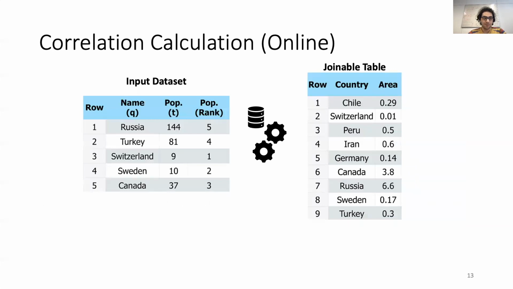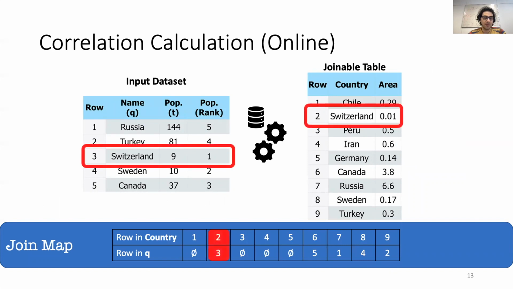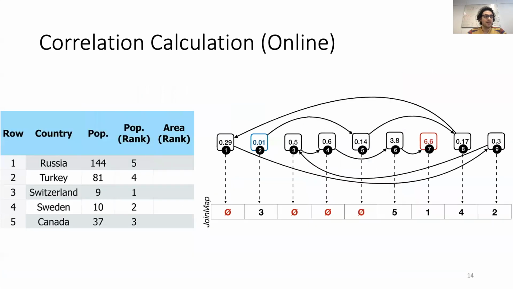As an example, the join map of the input dataset on the left-hand side and the joinable tables shown on the right-hand side is depicted here below. As it's shown in this example, the second row of the joinable table is joinable with this third row of the input dataset. Consider that we would like to calculate the correlation between the column population and the candidate column area. In order to calculate the correlation between these two, we need to first find the rank values of the area column in the candidate table.